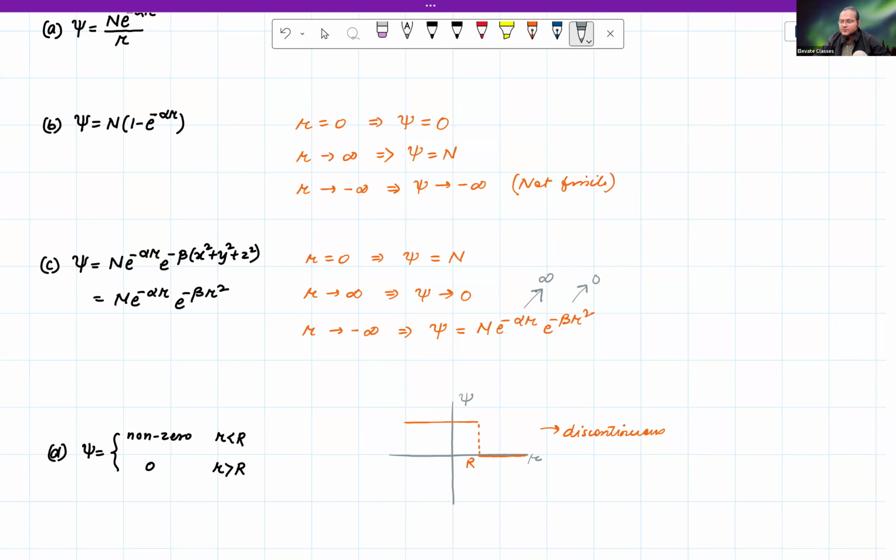Tell me. Exponential to the power minus r will tend towards infinity and exponential to the power minus r square will tend towards 0, because if r is negative infinity, r square will be positive infinity, right? So what is going to happen overall? Any guesses? What is going to happen overall here?